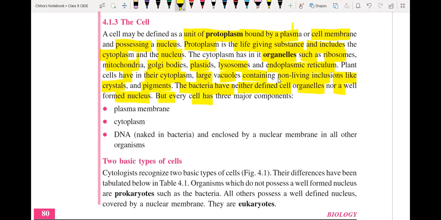That's why they are placed in the prokaryotic cell. But every cell has three major components. What are they? Plasma membrane, cytoplasm, and nucleus with DNA as the genetic material. But DNA is naked in bacteria. That means it is not enclosed inside the nucleus. It is enclosed by the nuclear membrane in all other organisms except bacteria. So in bacteria, the DNA is not present inside a nucleus. That's why it is called the naked one.